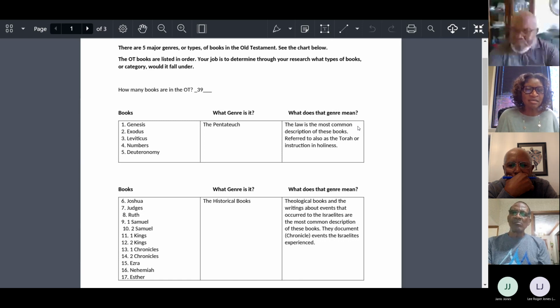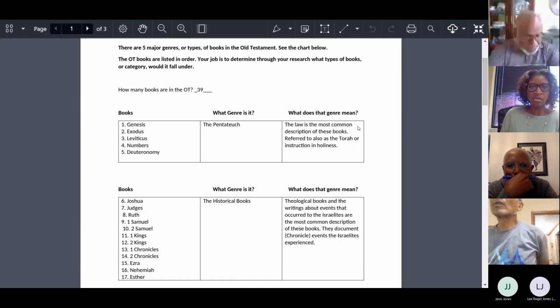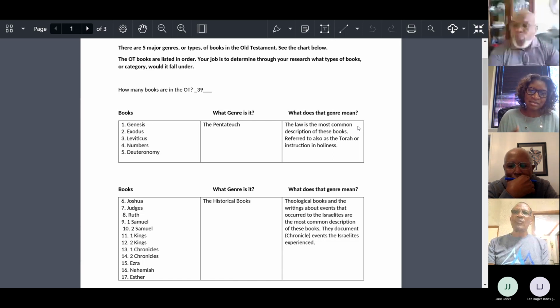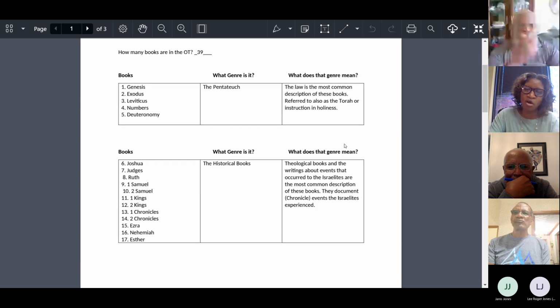So Genesis, Exodus, Leviticus, Numbers, and Deuteronomy. The first five, and you could have two answers for genre. Some may say it's the Law, L-A-W, or the Pentateuch. So you may have had Law or the Pentateuch. The first five books are called the Pentateuch, and we're going to talk more about that. It's what our Jewish friends call the Torah. This is their basis. Everything is based off of these first five books. The Pentateuch, also called the Laws.